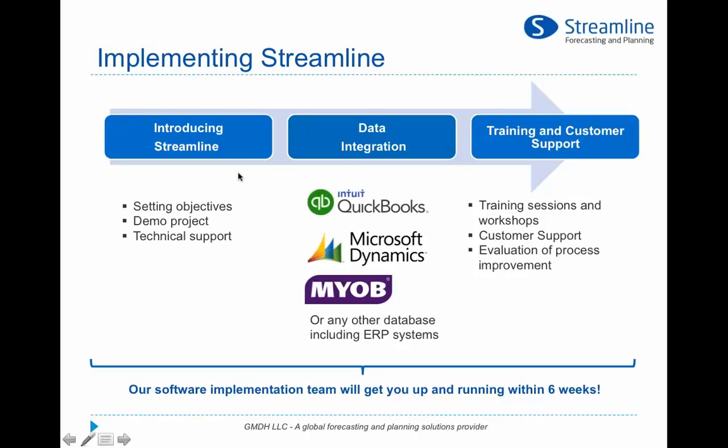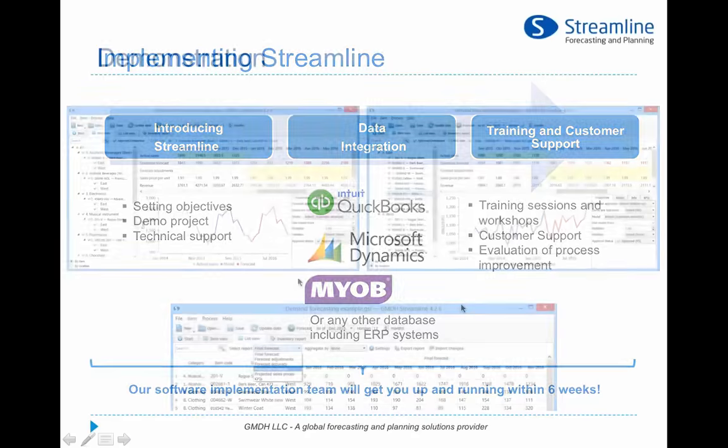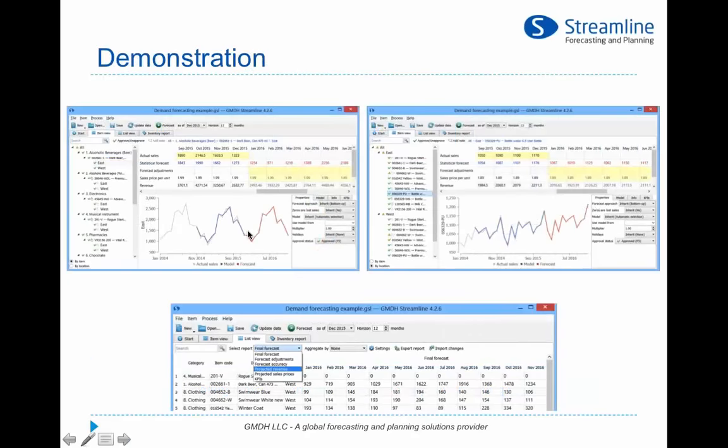After the sale, we offer training sessions and workshops, customer support, and the evaluation of your process improvement. Some of the things that you'll be seeing shortly are our ability to plan by item or location. Streamline's able to have multiple hierarchies. We'll be going over that shortly.